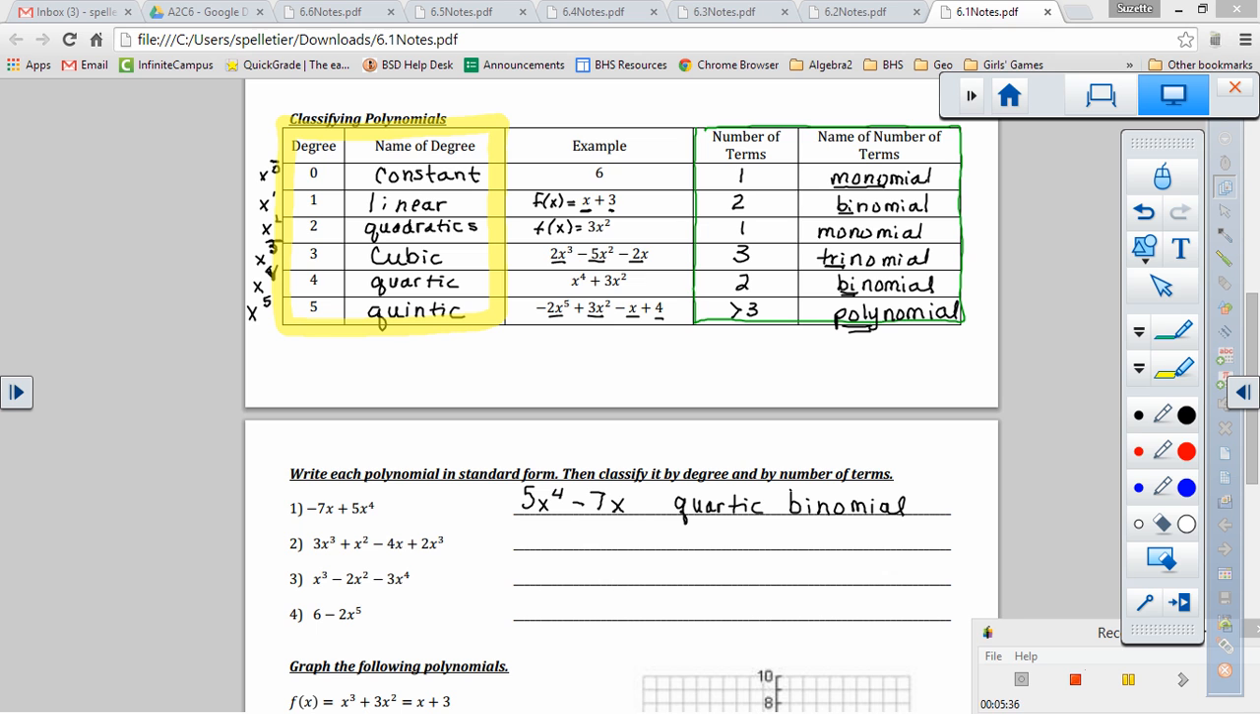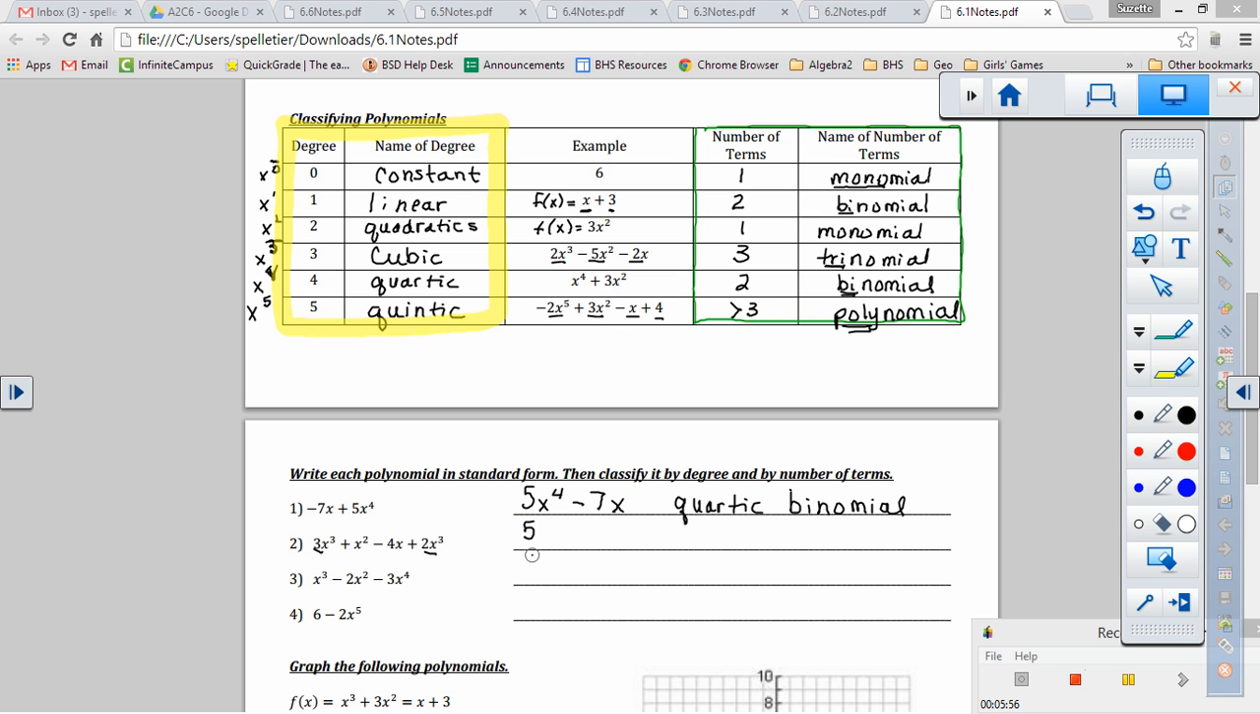Quartic for the 4th power degree, binomial because there's 2 terms. Okay, let's look at the second example. I have some like terms that I do need to combine before I continue to decide what degree or number of terms there are. So I have 3x squared and 2x squared.